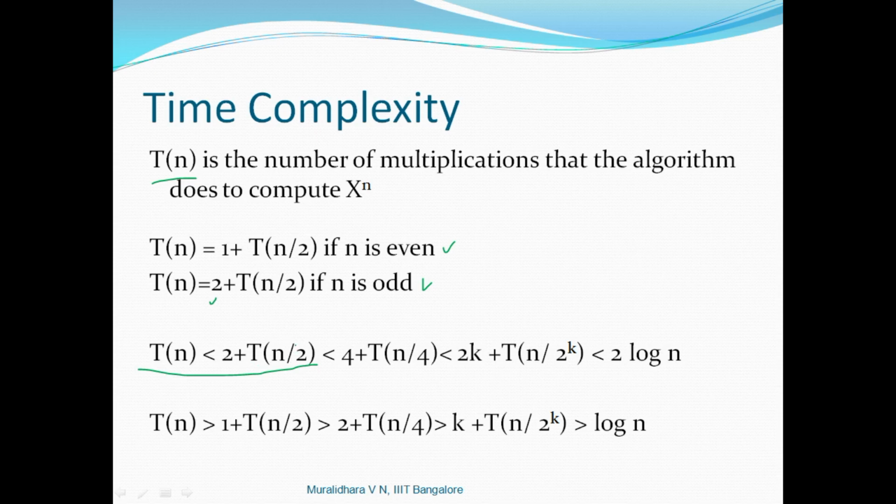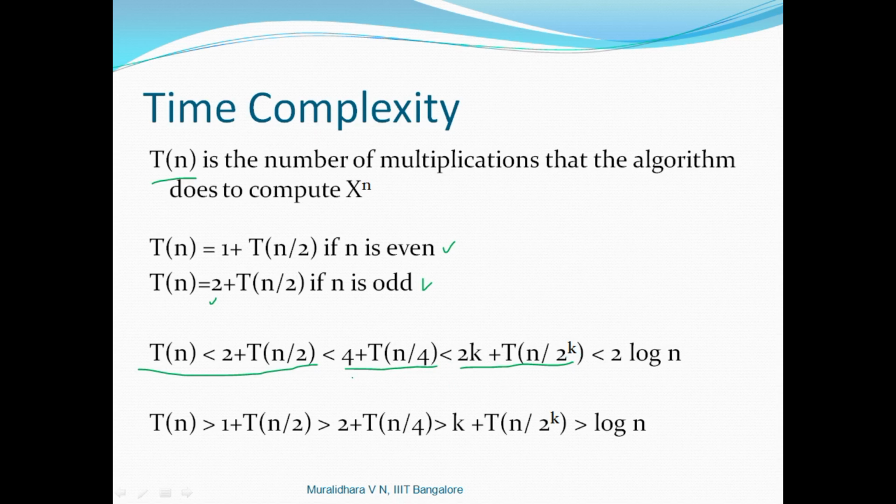Now if you apply again the same formula, T of n by 2 will be smaller than 2 plus T of n by 4. So this will be smaller than 4 into T of n by 4. If I apply k number of times, what do I get is 2 into k plus T of n by 2 to the power k.